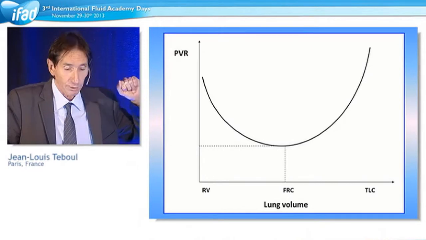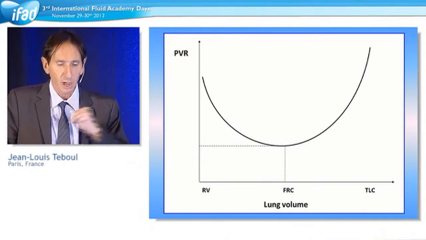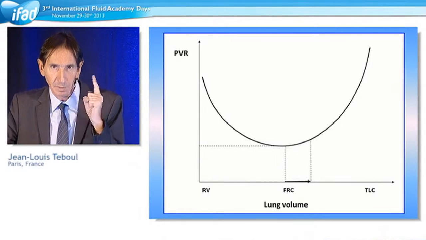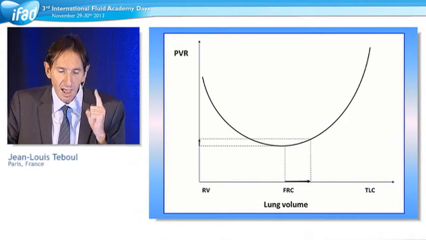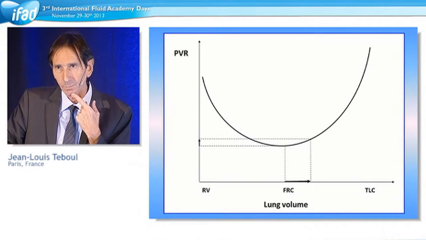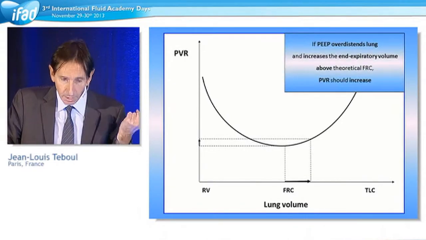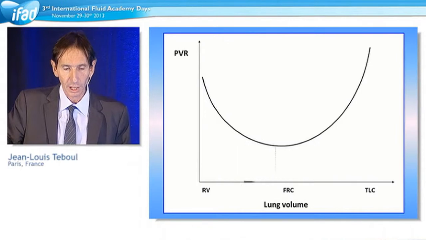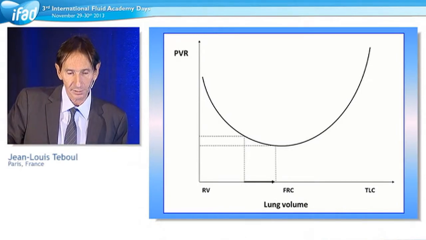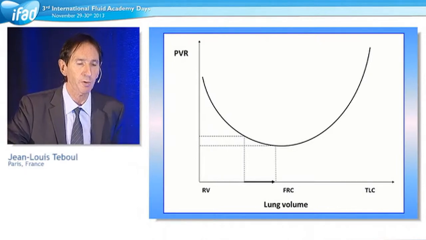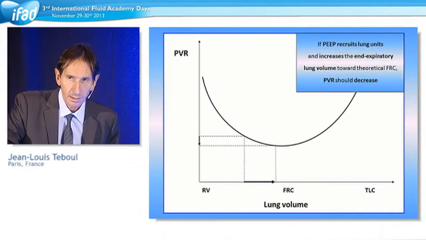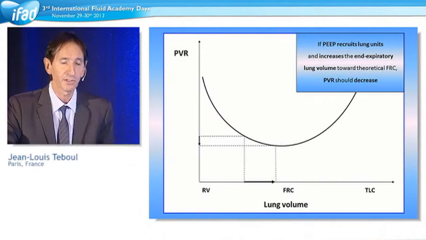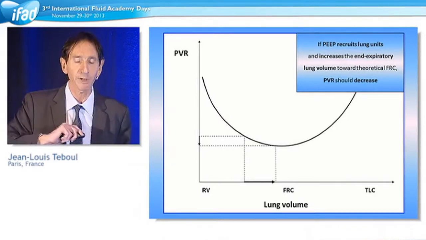So, again, the relationship between pulmonary vascular resistance and lung volume. If PEEP overdistends the lungs, you should have an increase in the pulmonary vascular resistance, okay? And thus, it's not beneficial. If PEEP recruits lung units, you should have an improvement, a decrease in the pulmonary vascular resistance, because the end expiratory lung volume goes toward the theoretical FRC. Therefore, pulmonary vascular resistance should decrease.